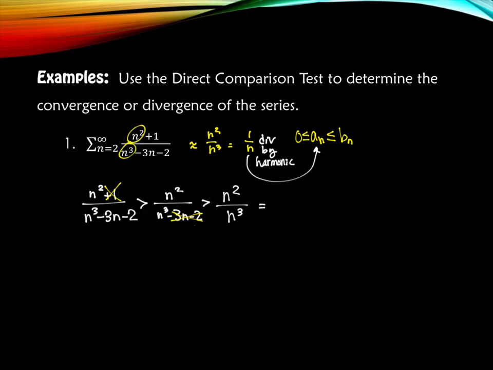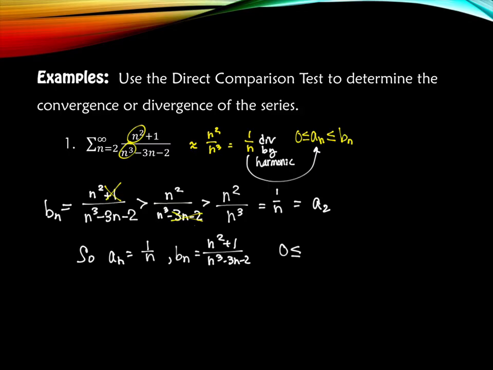So this is going to be my 1 over n, okay? I said that wrong. This is my a sub n, and I started at my b sub n. So a sub n is 1 over n, and b sub n is the original one I had, n squared plus 1 over n cubed minus 3n minus 2. 0 is less than or equal to a sub n is less than or equal to b sub n, right? We created it to be such.